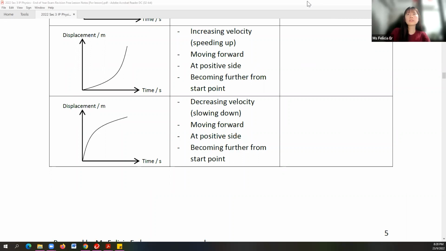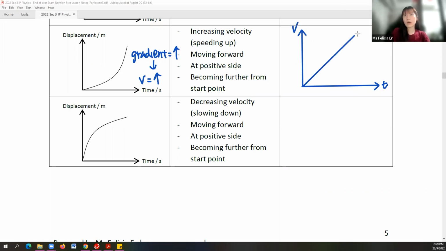So for this VT graph, same thing, we need to interpret what happened to the gradient to know what happened to the speed. In this case, the gradient, which is the velocity, is increasing, right? Can you tell? It became steeper. So for the gradient of a displacement time graph, it gives you the velocity. So the velocity will increase. That's why you see the explanation here is increasing velocity. So V increases, so that's why you draw an arrow going up. Then you see the V increase from 0 to a bigger value.